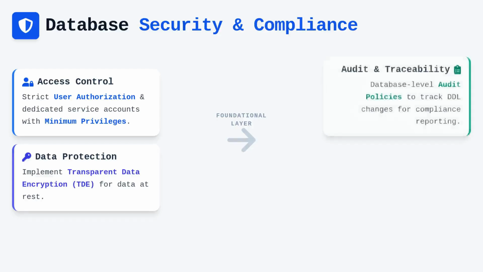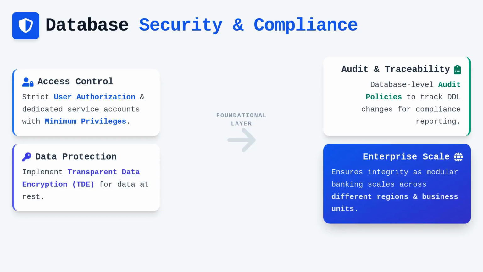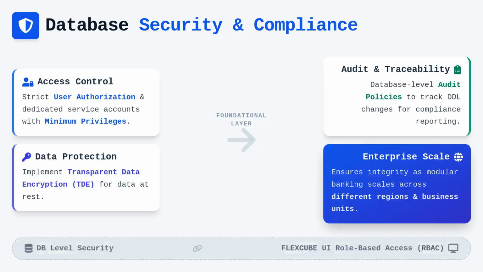You should also implement audit policies at the database level to track DDL changes, which provides a critical layer of traceability for compliance reporting. Encryption of data at rest, utilizing transparent data encryption, is another standard recommendation when dealing with sensitive financial datasets. By establishing a robust security posture at the database level, you provide a stable foundation for the higher-level role-based access control mechanisms that exist within the FLEXCUBE UI.